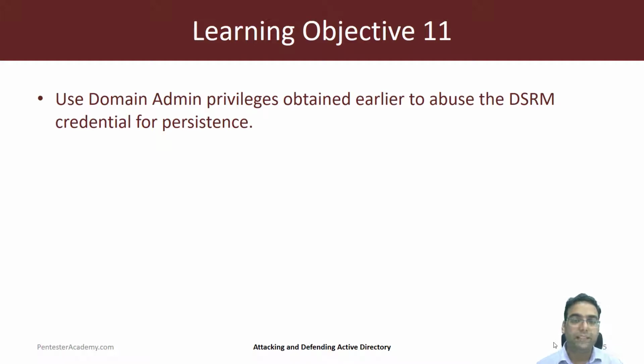Right, this brings us to our next learning objective. Use domain admin privileges obtained earlier to abuse the DSRM credential for persistence. Now, you may like to note that some of these persistence techniques, for example skeleton key and this, if used carelessly, can be something which downgrades the security of the target organization. So, like skeleton key, if you are actually going to abuse DSRM administrator in a real world assessment, make sure that you talk to the stakeholders and get their permission, right?